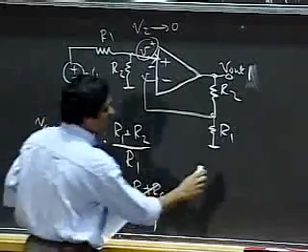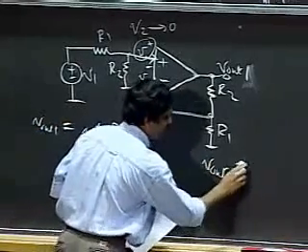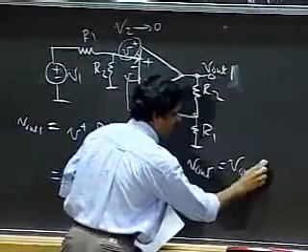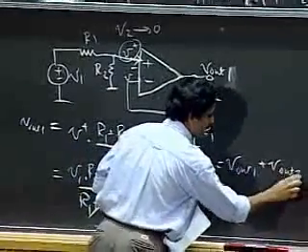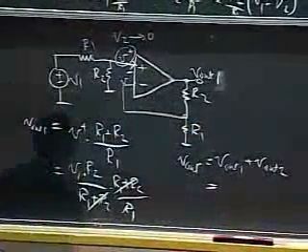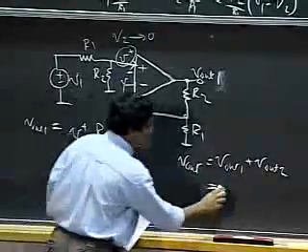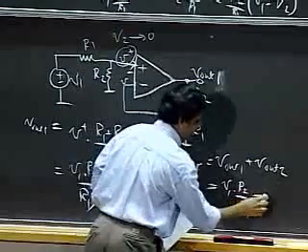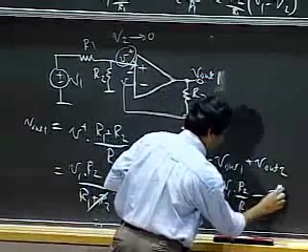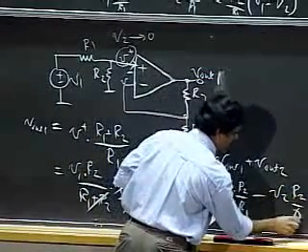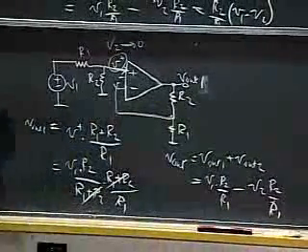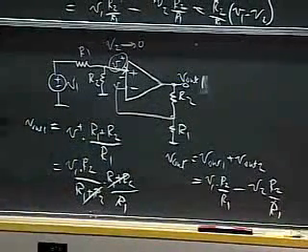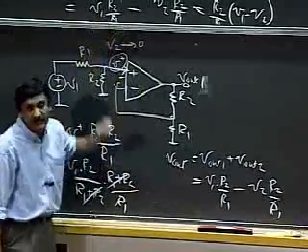So to get V out, I add up the two. V out is V out 1 plus V out 2, which is my goal. And that is simply V1 R2 by R1 minus V2 R2 by R1. Okay, thankfully, what we have here is the same as here.